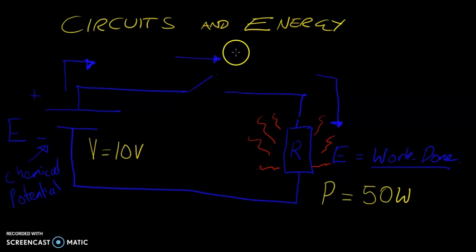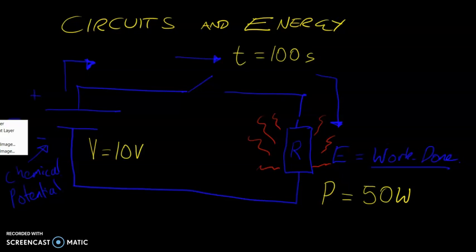Then we've got a switch. Now let's say that we operate that switch for 100 seconds. So we apply 10 volts to a resistor. Power rating of this heating element at 10 volts is 50 watts. And we operate that for 100 seconds. So we're going to take that information and just see what's happening in the circuit in terms of energy transfer, current flow, quantity of charge, etc.